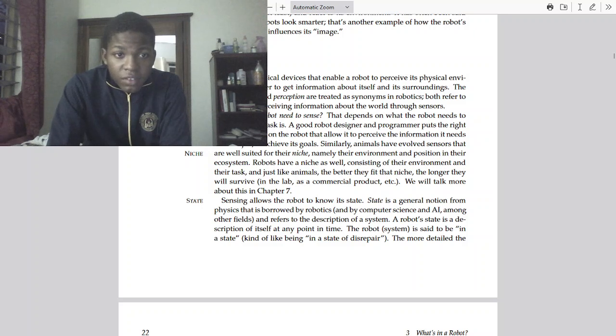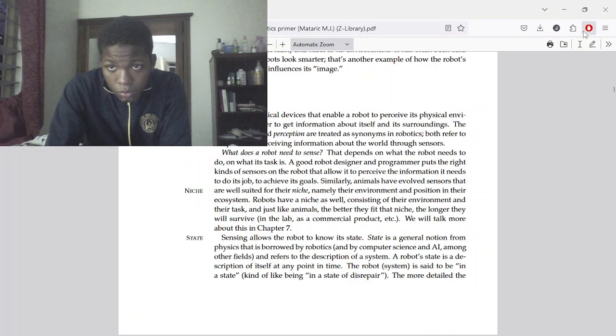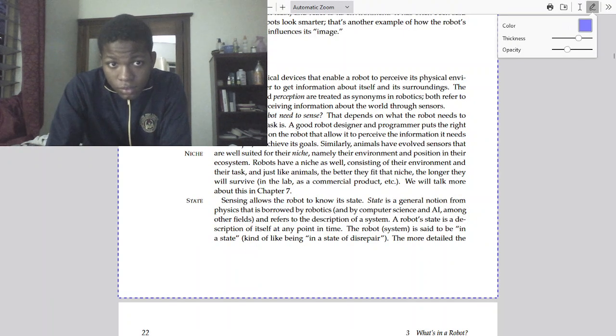Alright, so sensing. Sensors are physical devices that enable a robot to perceive. Let me highlight this. Sensors are physical devices. They perceive the physical environment.